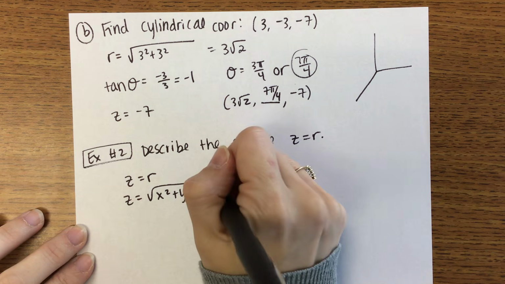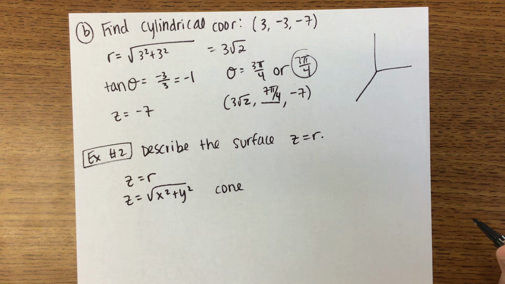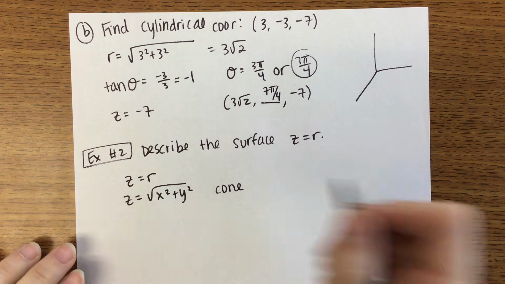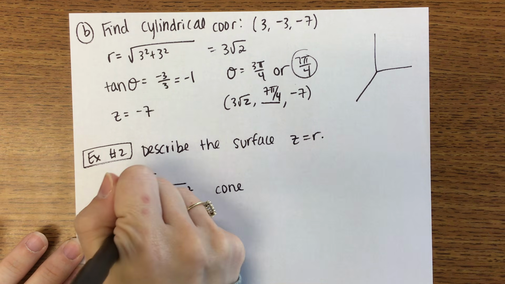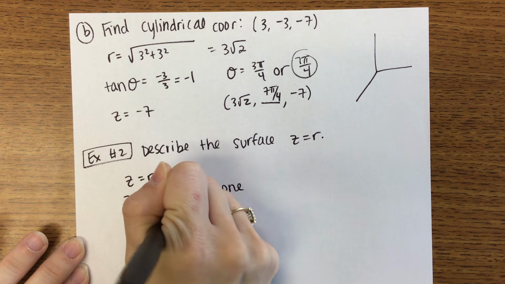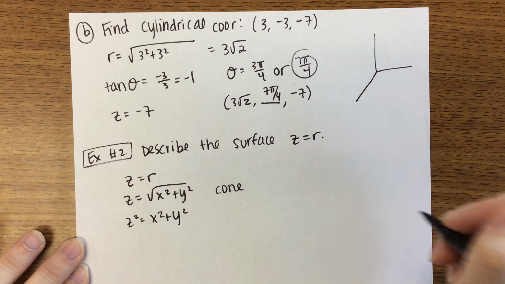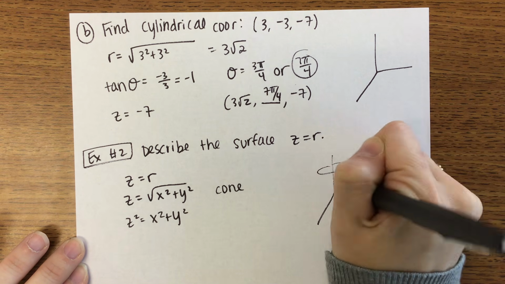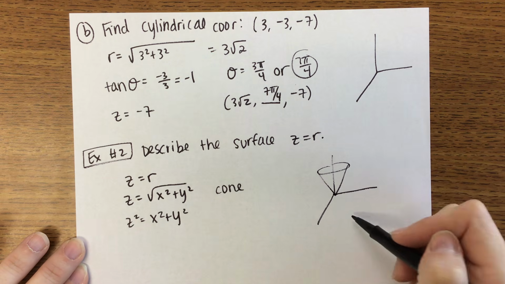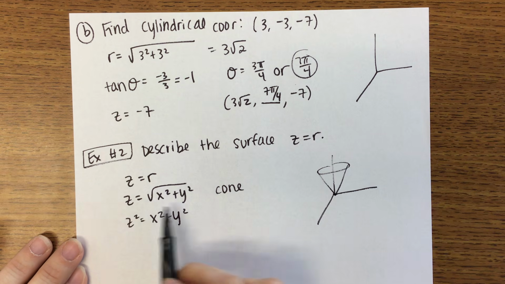That's the cone. Yeah, this is definitely a cone. For different values of z, we get a circle. So, something like this. It's not the bottom cone, though. It's just the top one, because z is going to be positive.